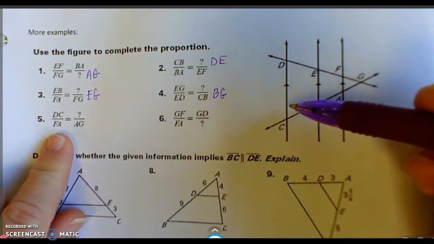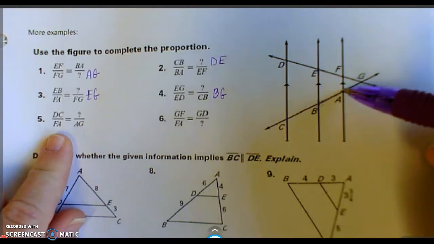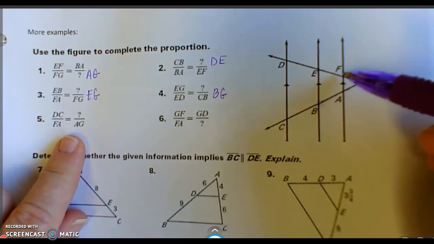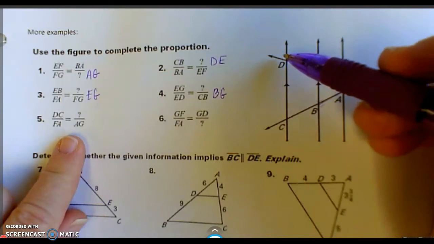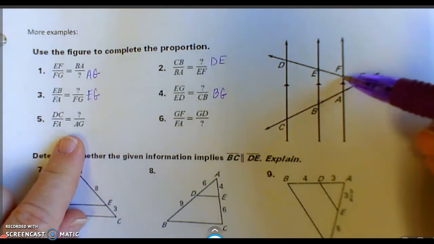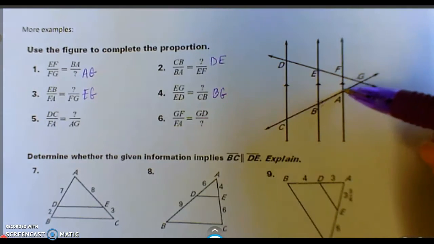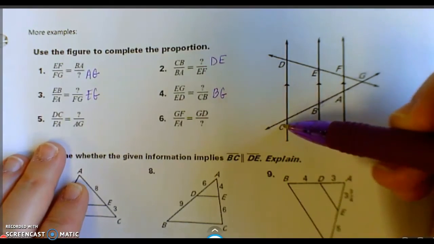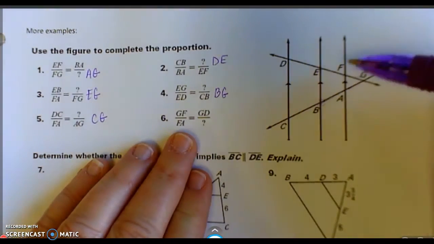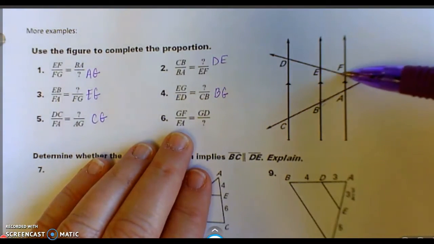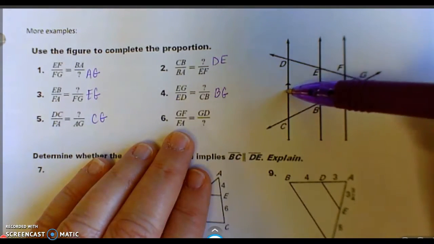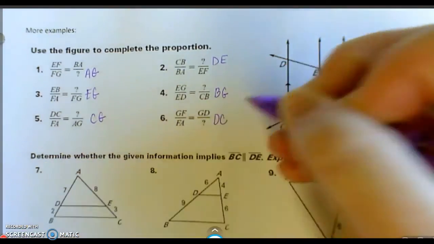Okay? DC and FA, and then it says AG. Well, that must be, let's look at that one more time. DC, FA, and then AG. So FA and AG are of the little triangle. So when I look at the big triangle DC, I'm going to have to go on the big side of it. So that would be CG. Okay, last one. GF and FA, so we're looking at the little triangle. GD, so that must be the big one, DC.